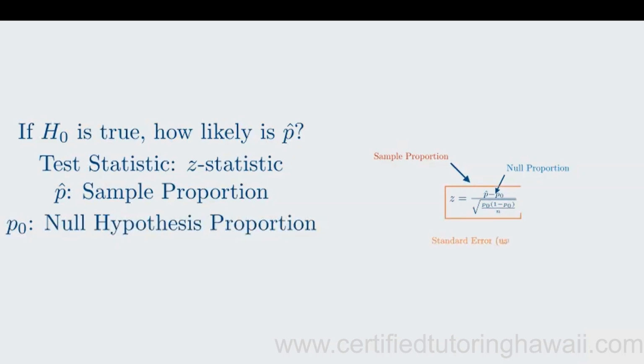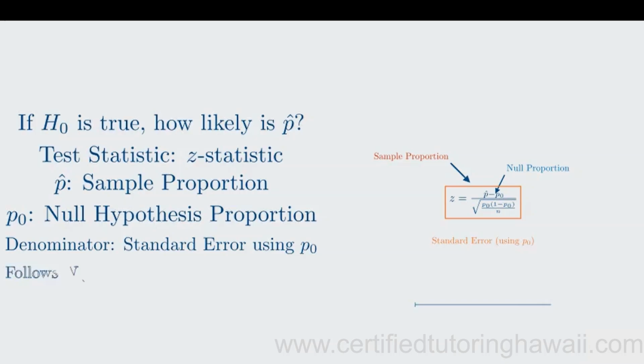Notice the denominator. We use p0, the null value, to calculate the standard deviation of the sampling distribution. This is because we are operating under the assumption that the null hypothesis is true. This z-statistic tells us how many standard deviations our sample proportion is away from the null mean. Because of the central limit theorem, if our conditions are met, this statistic follows a standard normal distribution.